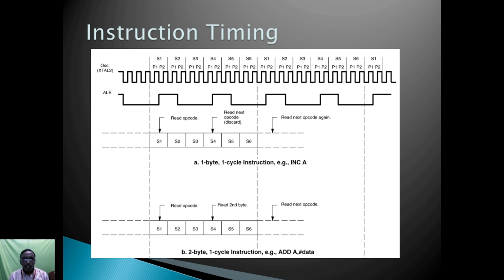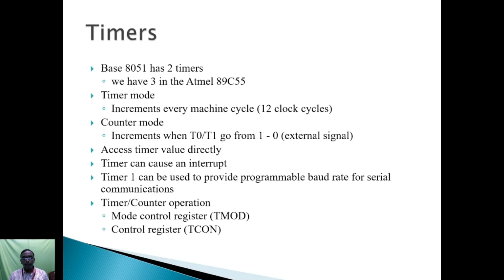So next one is parallel execution. The parallel execution of things is called pipelining. In pipelining, we are executing in parallel: first one is read opcode and read next opcode. So these are executed in parallel. This is called pipelining. Pipelining increases the speed of the CPU.